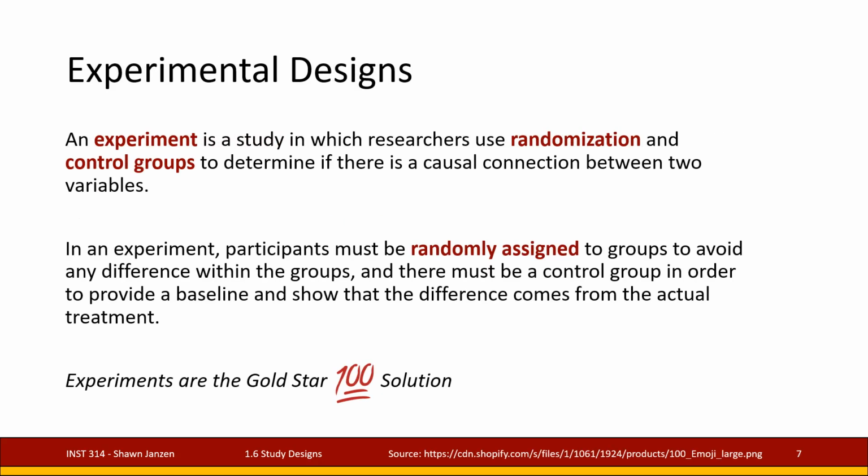Taking this back to the experimental, this is the gold star method for our study designs, because it allows us to isolate out these treatment effects. We can use things like randomization to assign people to their different groups. And with that, we can really provide this baseline and understanding for the comparison.